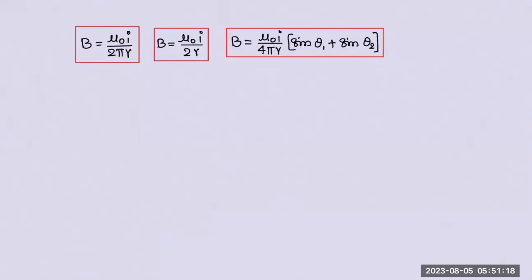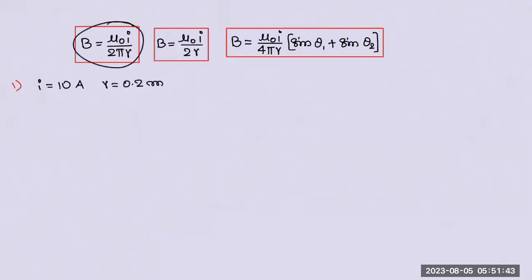Sir, the first question is, I think, straightforward formula substitution. Question number 1: an infinite long wire carrying current 10 ampere, I is equal to 10 ampere. Find the magnetic field due to this wire at a distance of 20 centimeter. So R is equal to 0.2 meter.